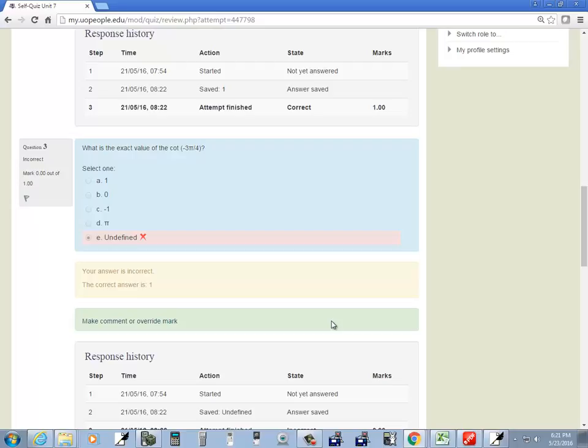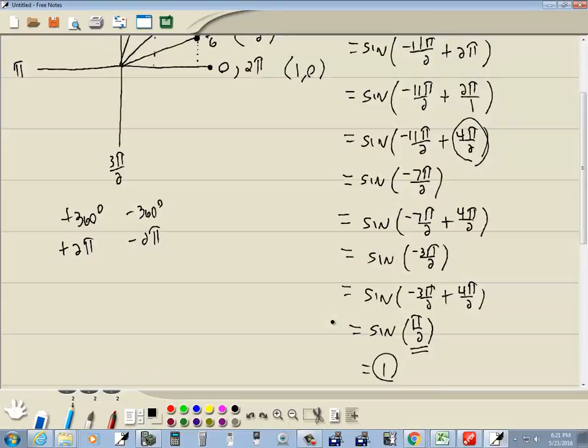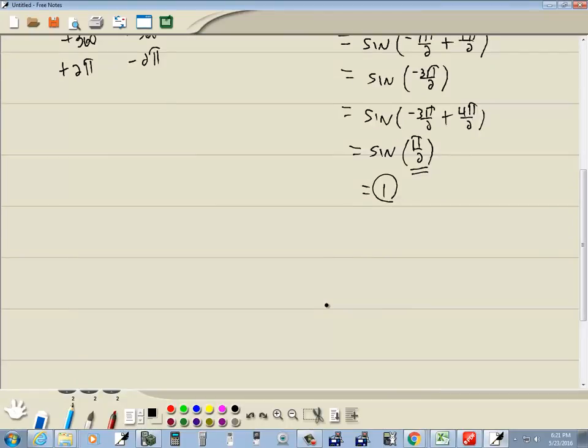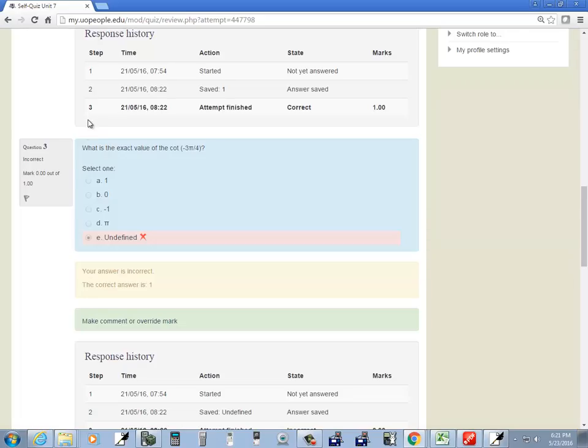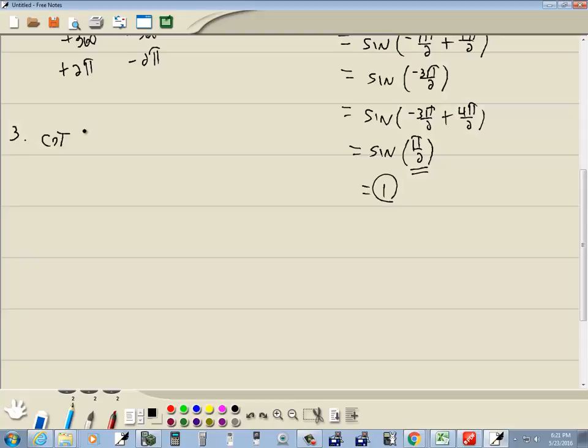Number 3. We got cotangent of negative 3 pi over 4. But again, we want it in our unit circle, so I can add 2 pi. So I add 2 pi to get it in the unit circle.